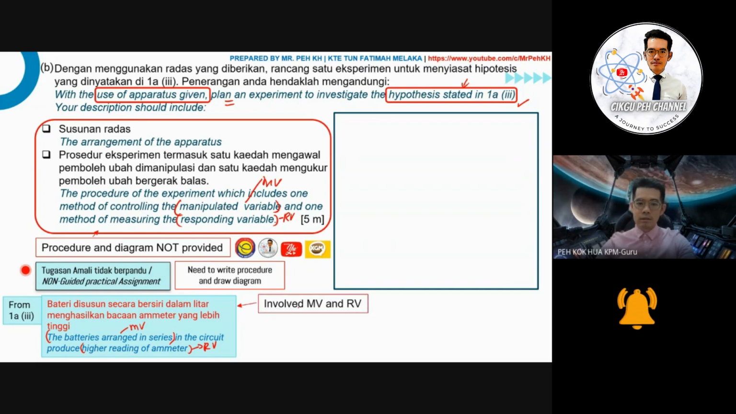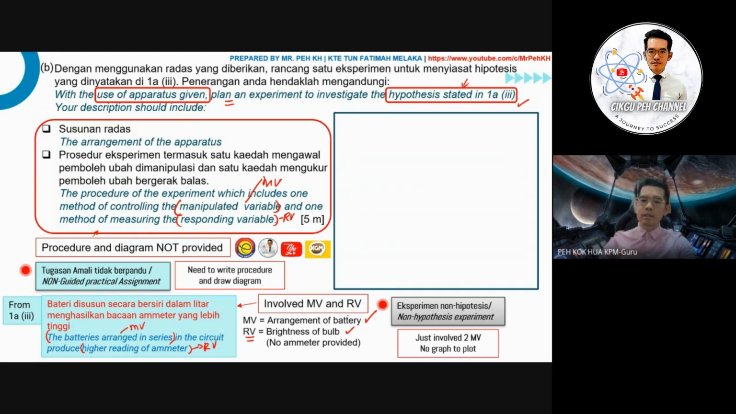As I mentioned already, you need to understand the MV and RV in your hypothesis and relate them to the apparatus given in the checklist. So the MV will be the arrangement of the battery, and our RV now will be the brightness of the bulb, since the ammeter is not provided in our checklist here. We just involve 2 MV, and if you go through the question, there is no graph asked for you to plot. So this experiment will be a no-hypothesis experiment.